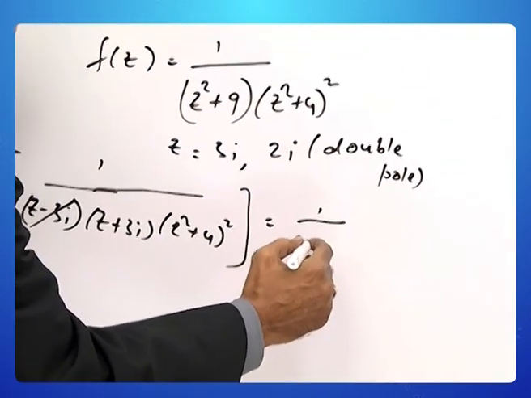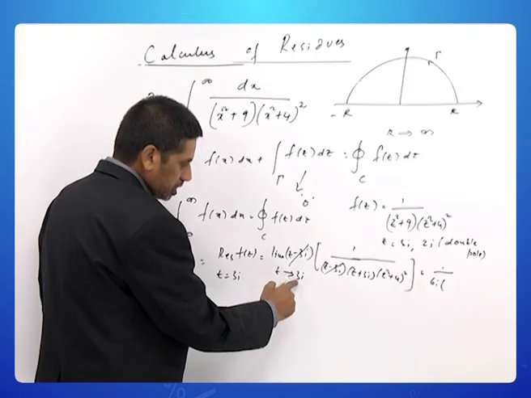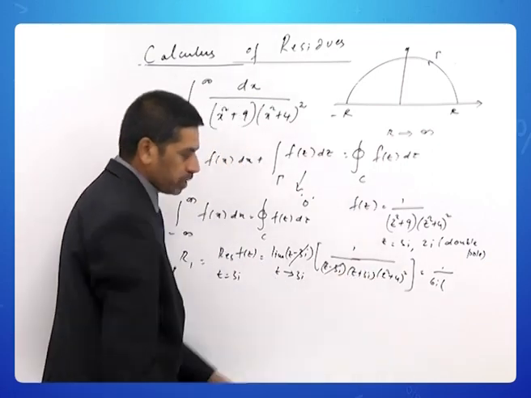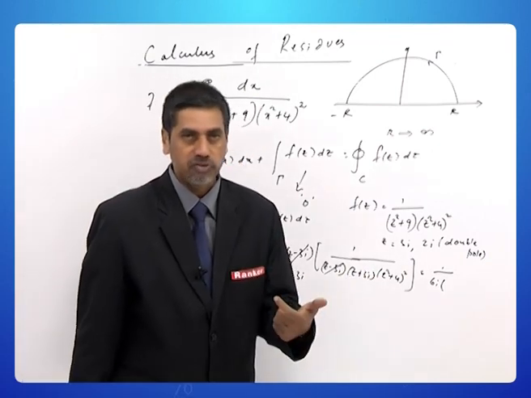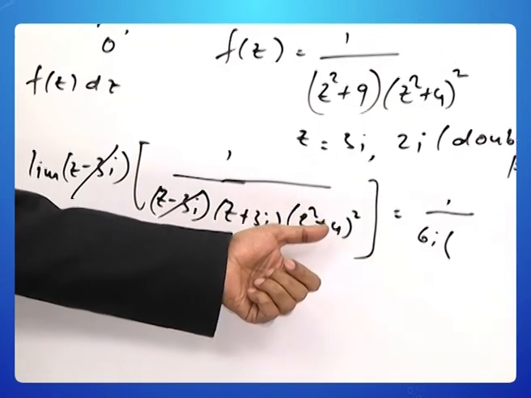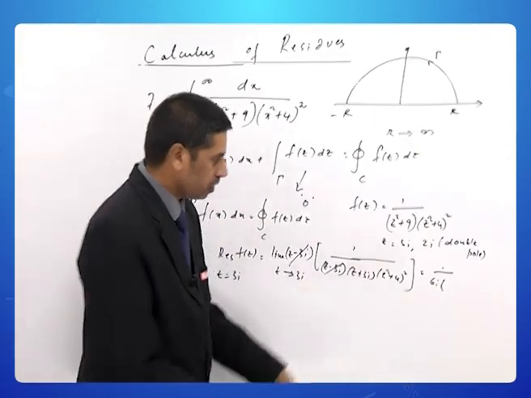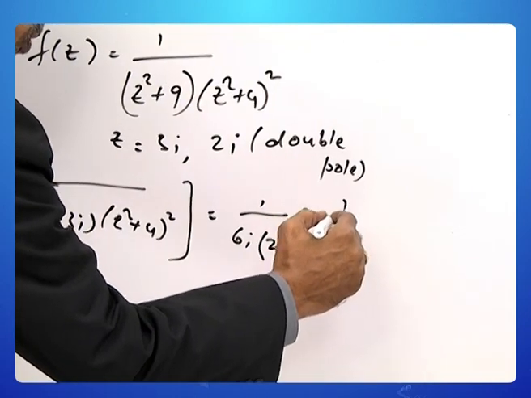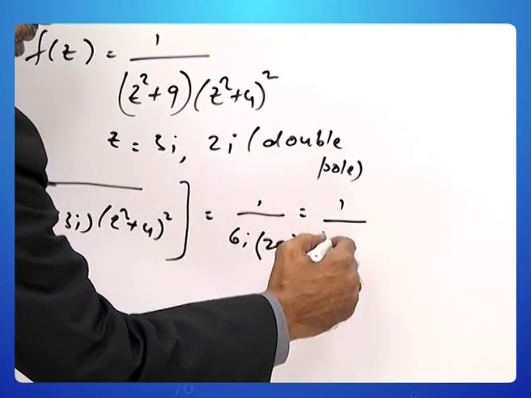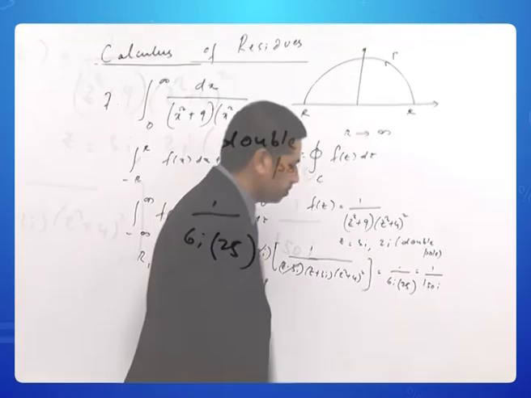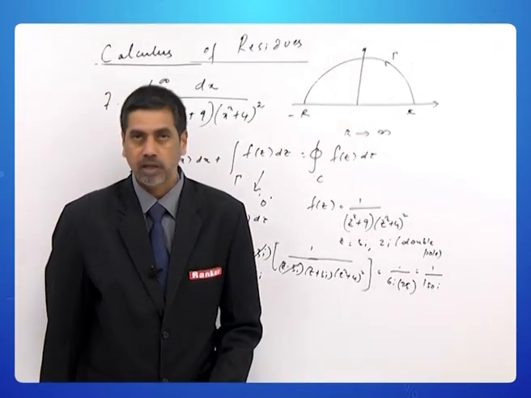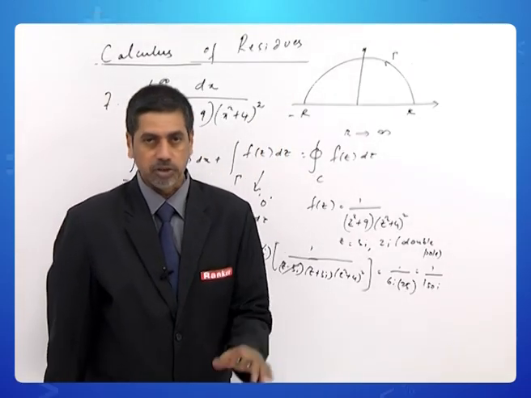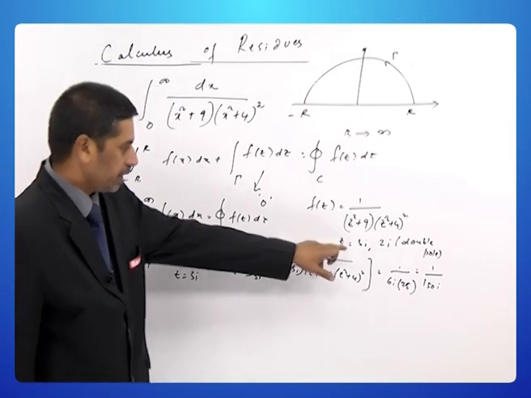what do we get? This becomes 6i. So, 1 by 6i into z square becomes 9i square. 9i square is minus 9. Minus 9 plus 4 is minus 5. Minus 5 whole square is 25. So, this becomes 1 by 150i. That is what we get. This is about the residue at z is equal to 3i.